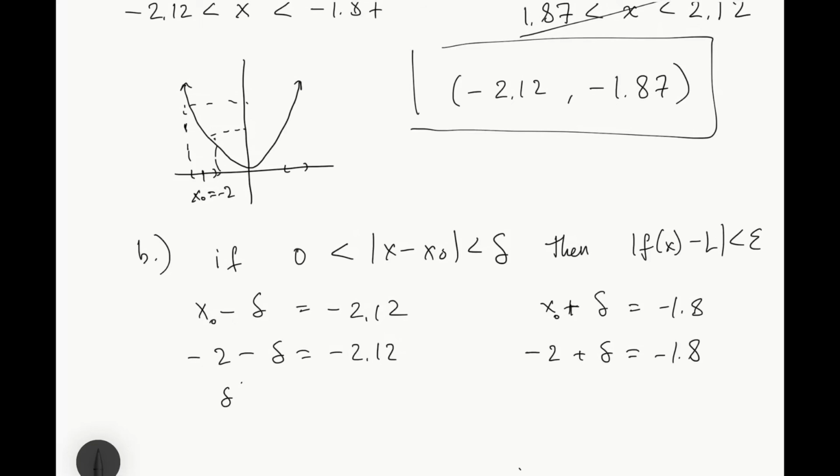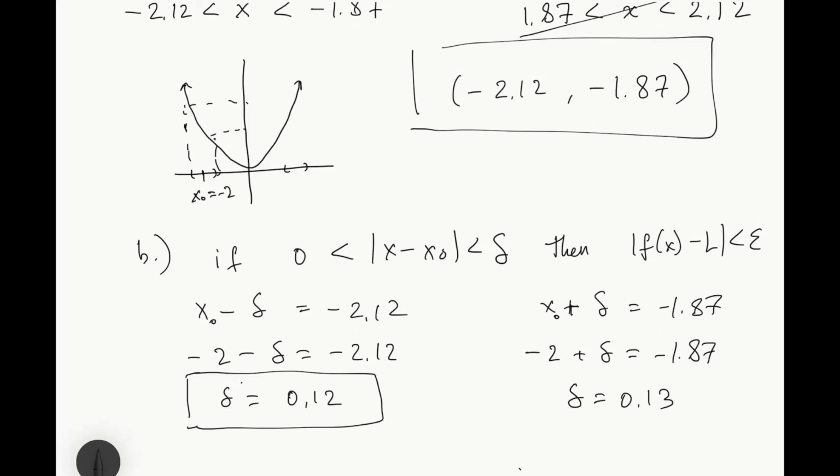Solving for delta, we get delta is equal to 0.112 and delta is equal to 0.13. And in this case, we would choose to take the smaller value of delta since the interval 2.12 minus 1.87 needs to be contained within the interval minus 2 minus delta and minus 2 plus delta.